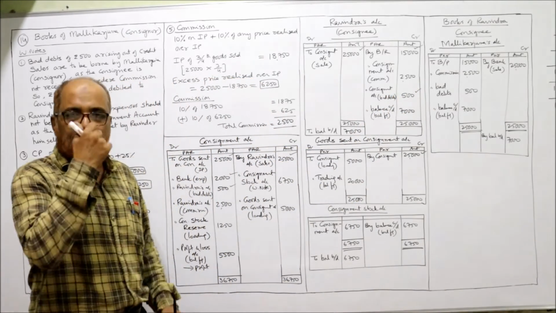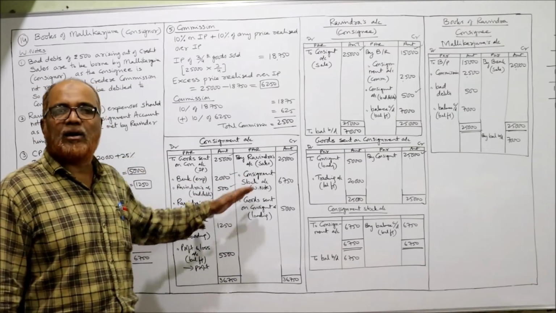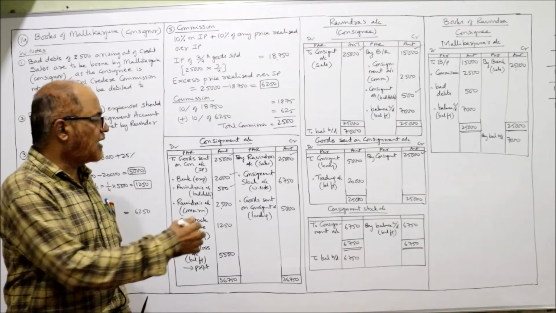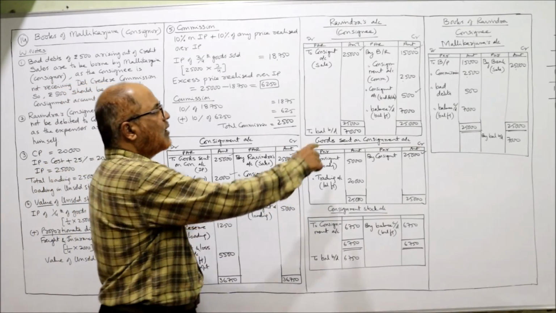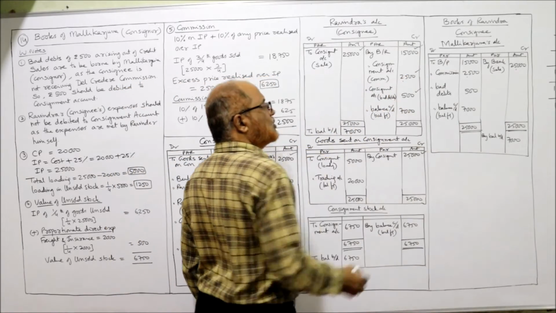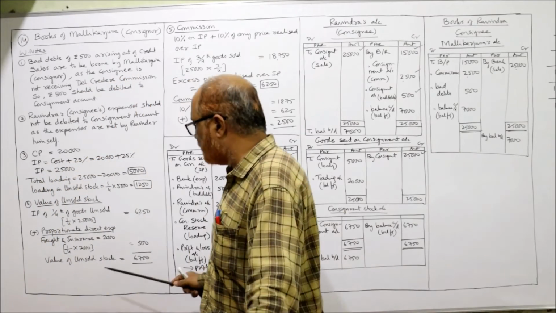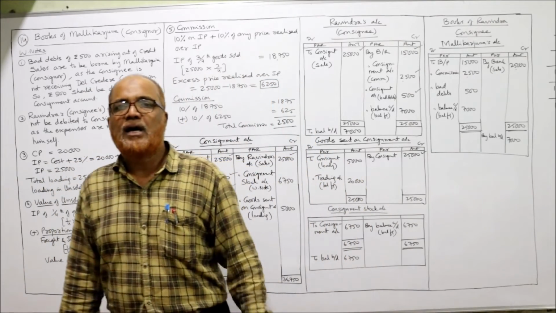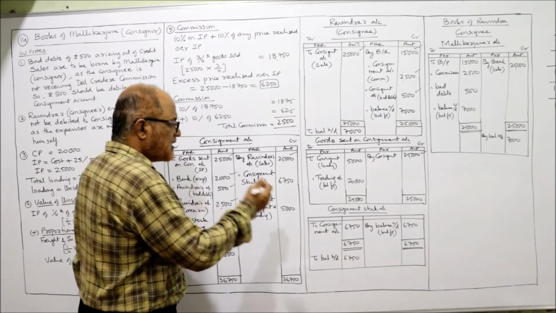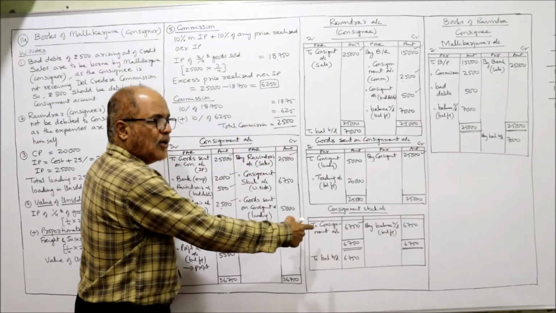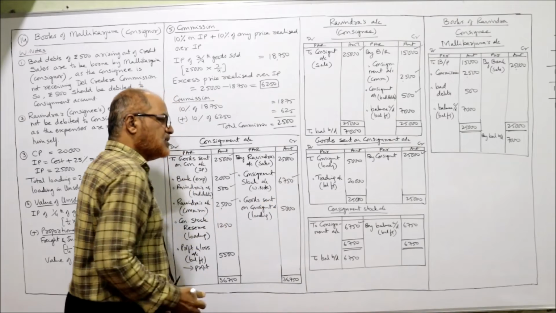Next comes commission. How much commission? Just now we have calculated 2,500. The entry will be consignment account debit to Ravindra account. Consignment account debit side to Ravindra commission 2,500. Ravindra account credited by consignment commission 2,500. Right? Now consignment stock. What is the value of consignment stock? We have calculated 6,750. Consignment stock account debit to consignment. So consignment stock is debited 6,750 to consignment, and consignment is credited by consignment stock 6,750.